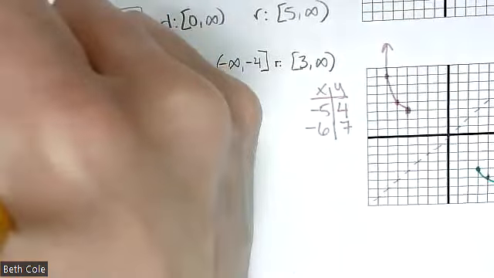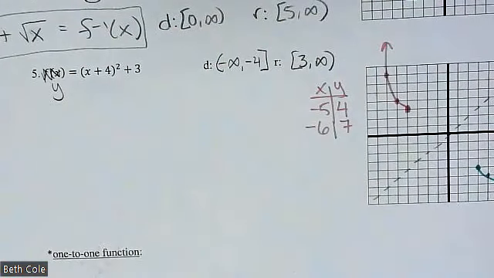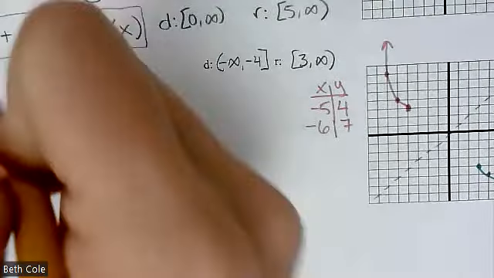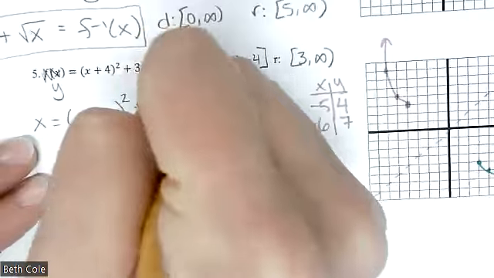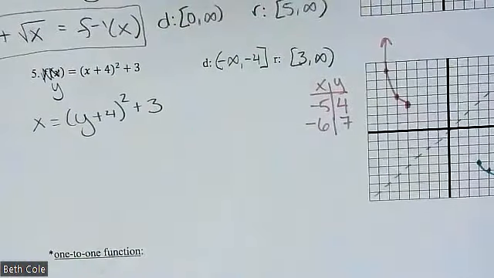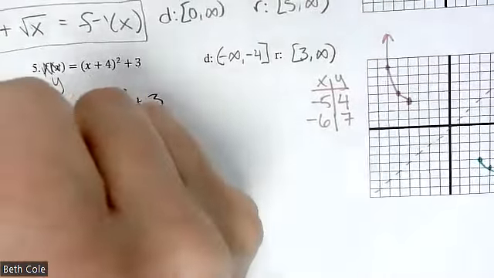All right, so scribble out f of x, call it y. Now, foreshadowing, we are going to do a square root at some step. Well, it won't be plus and minus. We have to pick one. Just the -1, okay? So switch x and y. It'll be x equals y plus 4 squared plus 3. We're going to have 3 steps of work there. So -3.